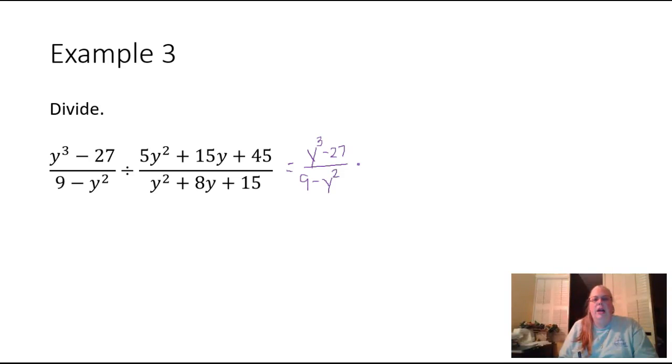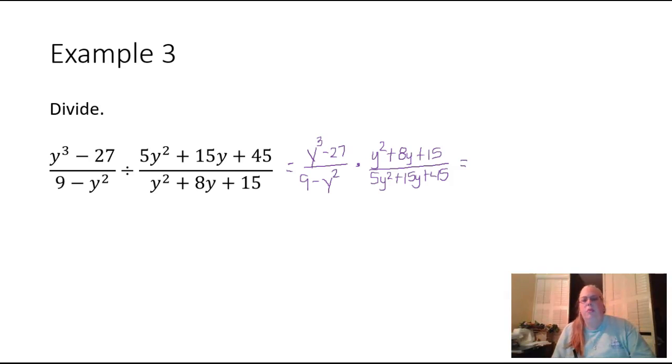squared times y squared plus 8y plus 15 divided by 5y squared plus 15y plus 45. All right, the next thing we want to do is we're going to combine these two fractions, but I really don't want to multiply them together because then I'm going to have some very large polynomials that it's going to be pretty difficult to try and factor.